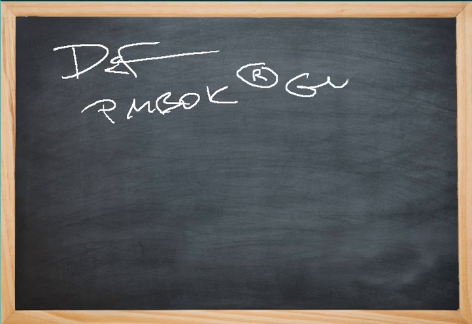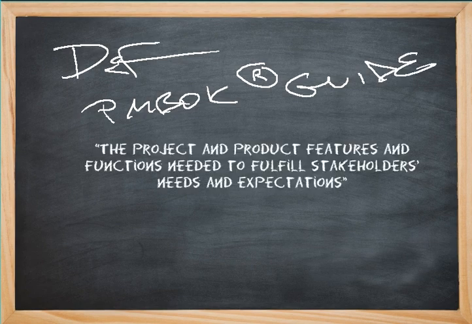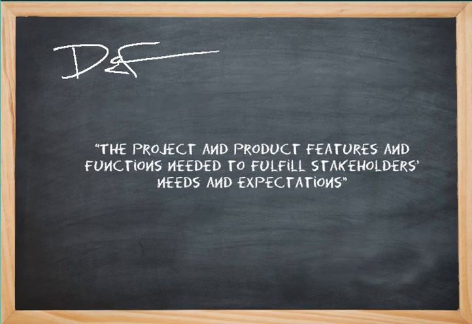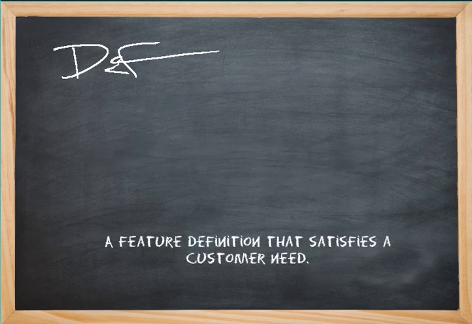According to the PMBOK guide, a requirement is defined as the project and product features and functions needed to fulfill stakeholders' needs and expectations. Pretty wordy. I guess that makes sense. The one that I like is my own definition. A requirement is a feature definition that satisfies a customer need. Pretty simple, I would say, wouldn't you? So let's talk about the characteristics of a requirement.